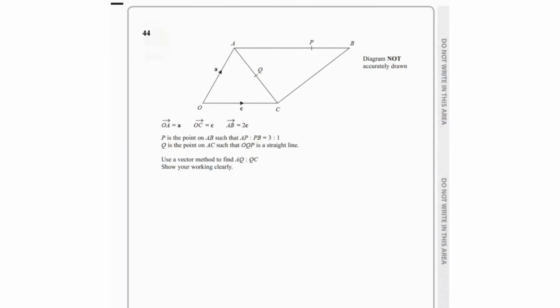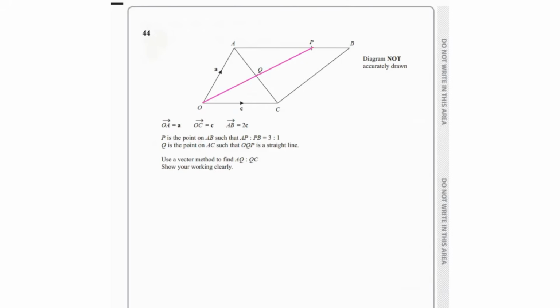Then vectors. So vector OA is given as A, vector OC is given as C, and vector AB is 2C. P is the point on AB such that AP is to PB is 3:1. Q is the point on AC such that OQP is a straight line. So this is a straight line. Then it says to use a vector method to find AQ is to QC.